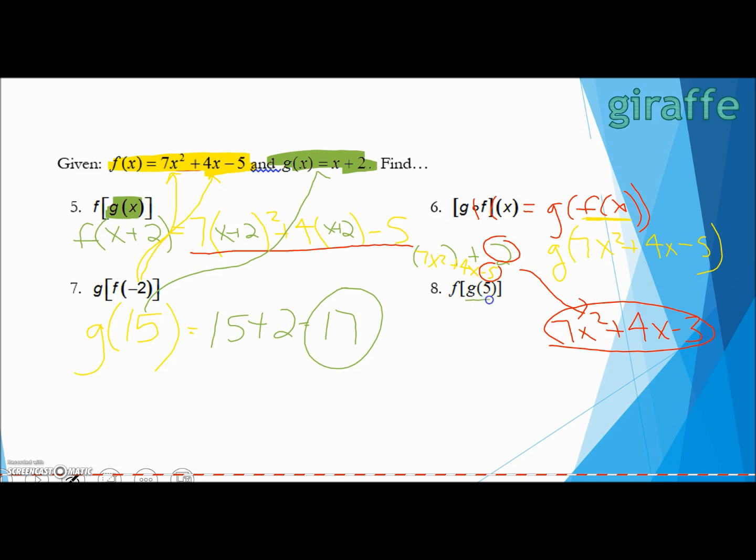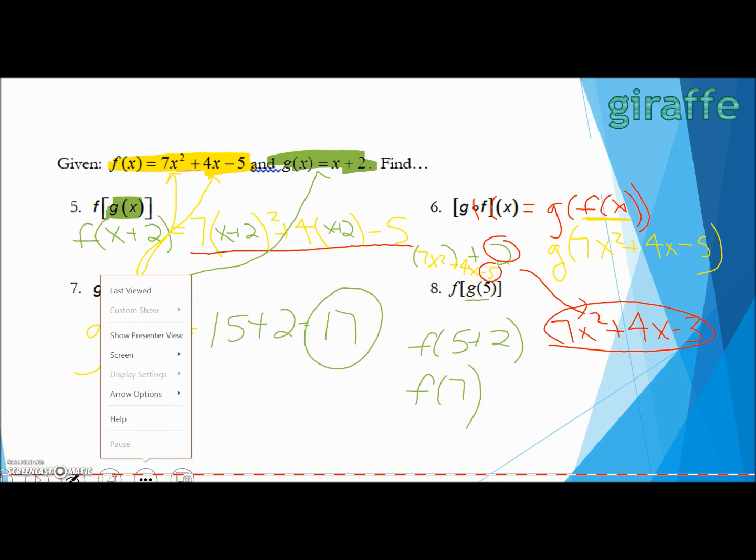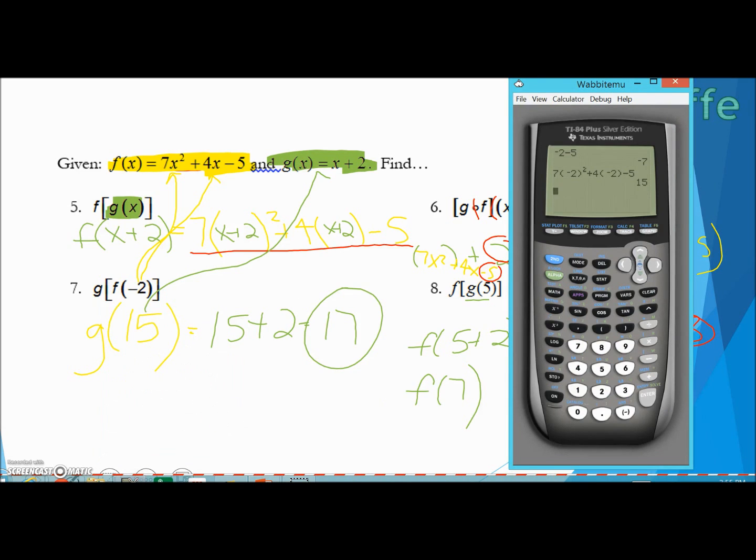All right, the last one, I'm doing the inside first and filling in the inside, so g of 5. So I'm plugging 5 into the g function, so 5 plus 2, so f of 7. And now I'm going to plug 7 into the f function, which I'll do on my calculator.